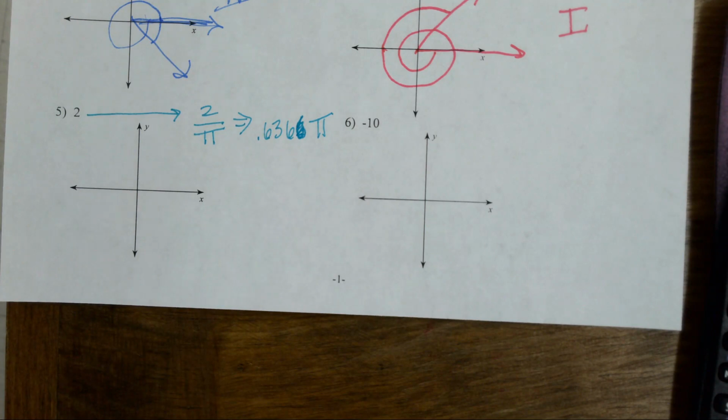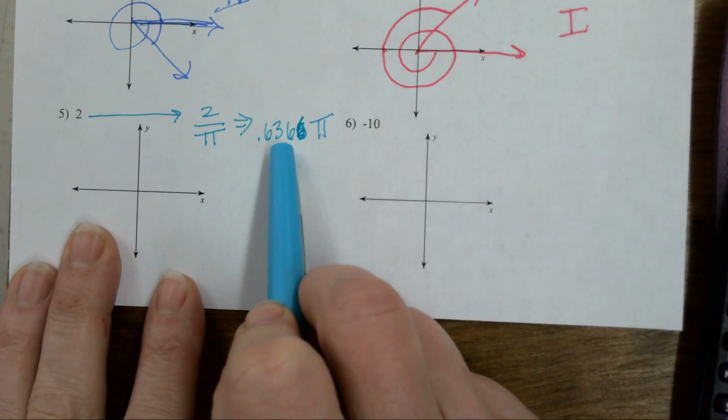Don't round too quick. Don't just call this 0.6, because if we round to 0.5, that means I'm on an axis. 0.5 is a half. So make sure you figure out how much over you are. So don't round too much. So this is 0.6366 pi.